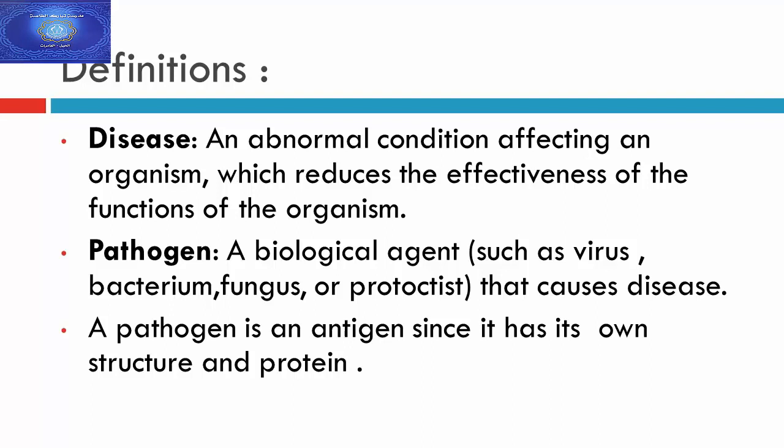Okay, so disease is a condition in which the normal functioning changes into an unhealthy, ill condition. And what is meant by a pathogen? Pathogen means any foreign organism that causes a disease in a person. So a pathogen may be a protist, fungus, bacteria or virus, anything that makes an unhealthy condition in a human being or any animal. The pathogen is also known as an antigen because it is a foreign particle and it has its own structure and protein. So we call it an antigen also.